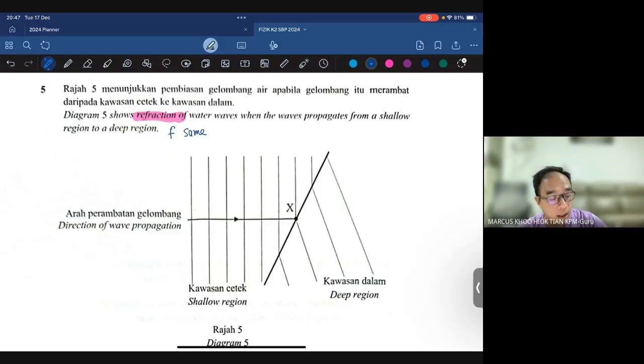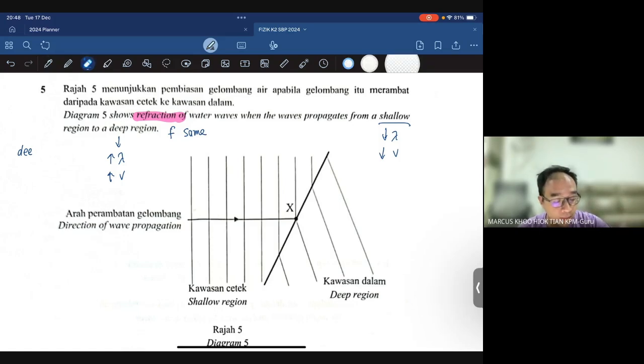Generally, the deep region has a bigger wavelength and a bigger wave speed. The shallow region has a smaller wavelength and a smaller wave speed. Generally, that's how it works.